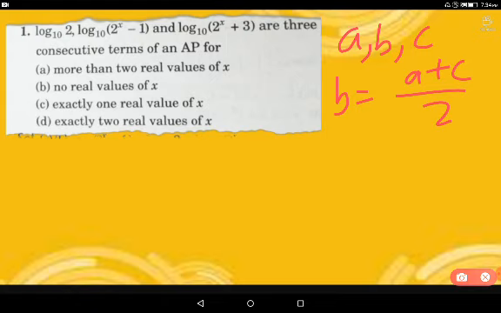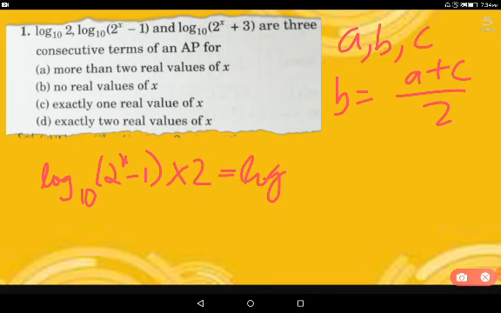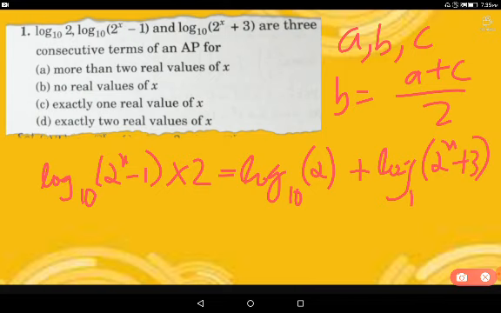So we will get log of 2 raised to x minus 1 to the base 10, into 2, is equal to log 2 to the base 10 plus log of 2 raised to x plus 3 to the base 10.